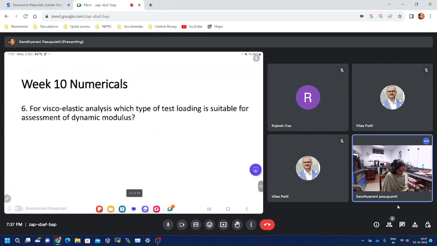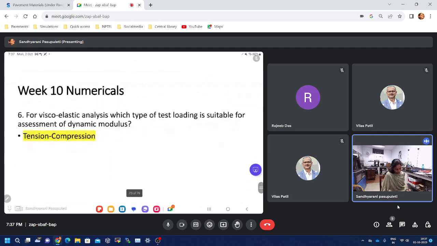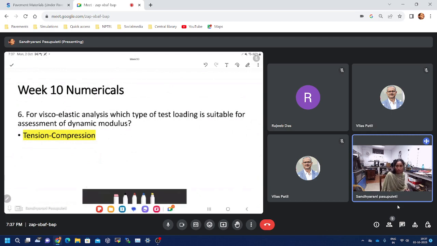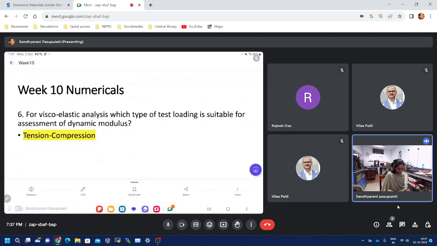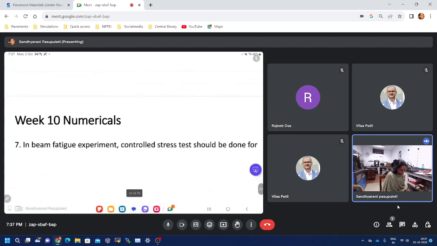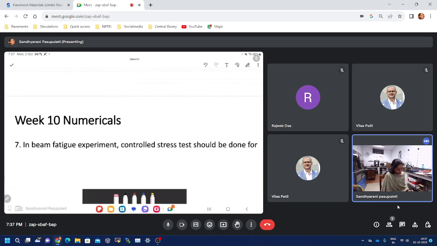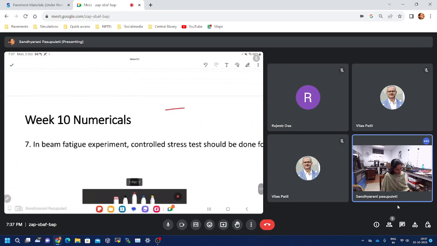For viscoelastic analysis, which type of test loading is suitable for the assessment of dynamic modulus? If we wanted to understand both viscous and elastic response, it is always better to go for tension and compression mode. In beam fatigue experiment, control test should be done for... This also we have discussed. If we have thicker pavements, what happens? If I apply some load, let us say 80 kilonewtons, whether this part will deform or not depends upon the properties of this layer, the stiffness of this layer.